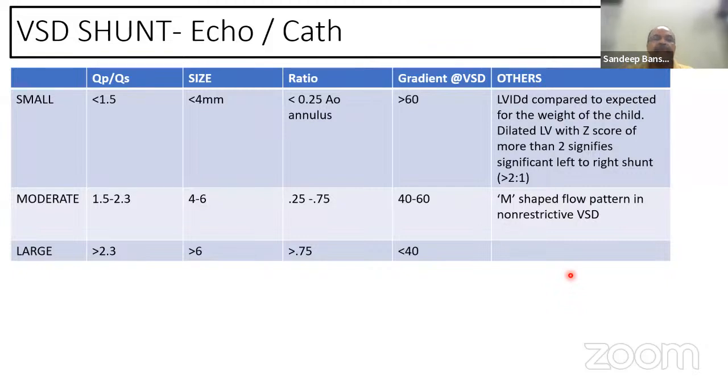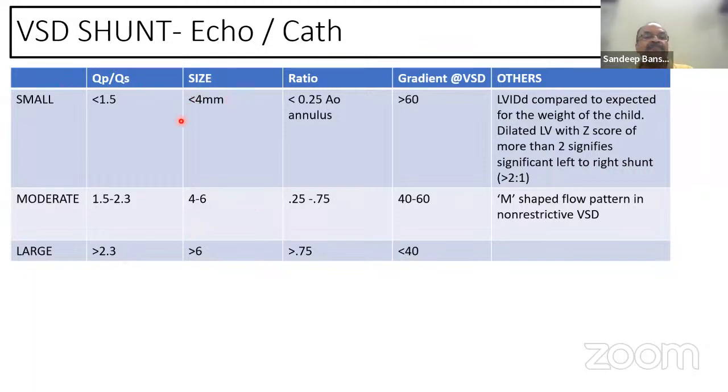Now, based mostly on echo, and sometimes cath, because cath is not done unless there is a clear pulmonary arterial hypertension, as we can see here, and at this point Dr. Kamal also brought out that if the shunt is less than 1.5, it is not significant. Moderate shunts are beyond 1.5 to 2.2 or 2.3. If the QpQs is more than 2.3, then these are large shunts.